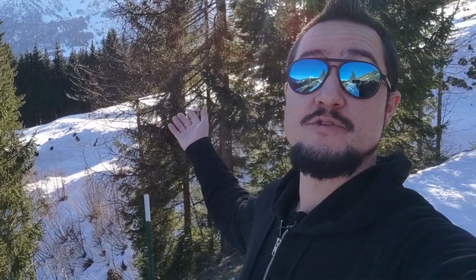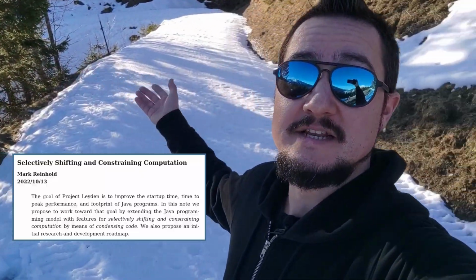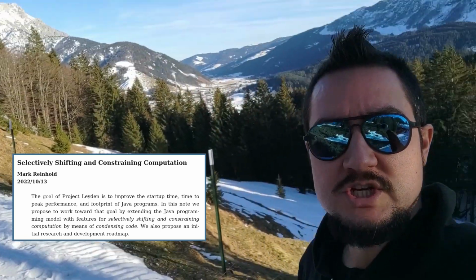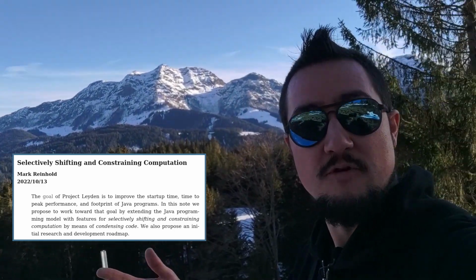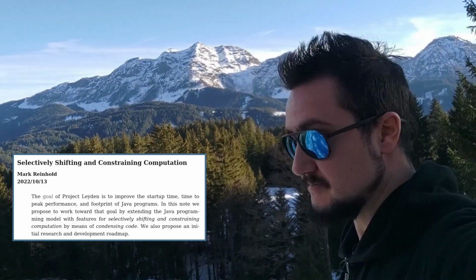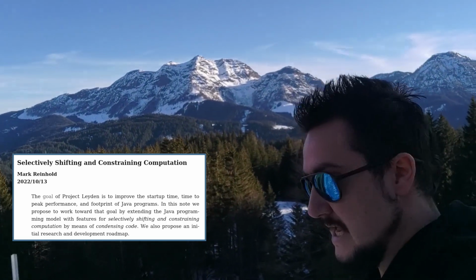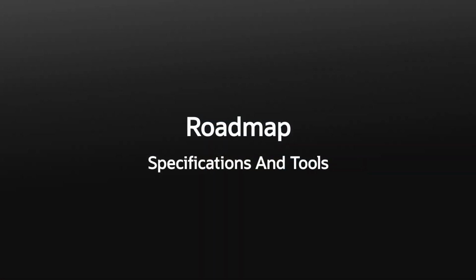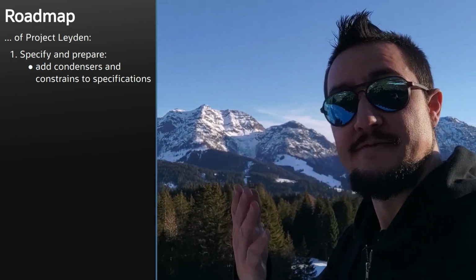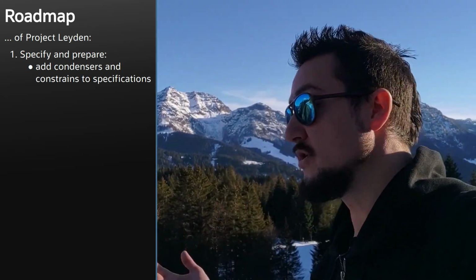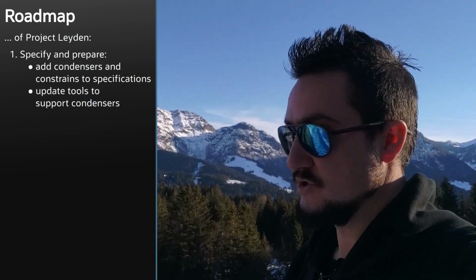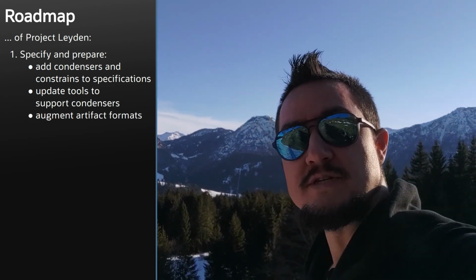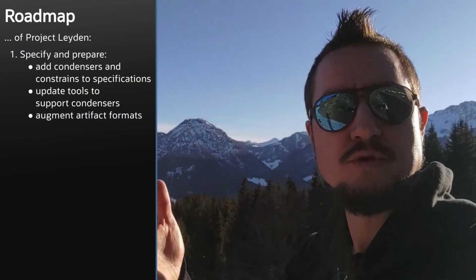The path I've just laid out for you is described in Mark Reinhold's white paper, Selectively Shifting and Constraining Computation, published last October. It's the first step of Project Leyden, which has the goal to improve startup time, time to peak performance, and footprint of Java programs. The article, linked in the description of course, lays out Leyden's fundamental challenges and approach, and it ends with a roadmap. First, the Java platform specification, and the TCK for that matter, must be extended with the new concepts of condensers and constraints. Various tools like JLink must be improved to support condensers, and artifact formats like jar files, for example, must be augmented to support new code, data, and metadata.